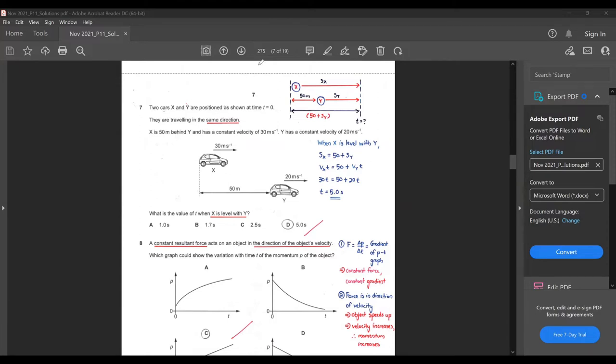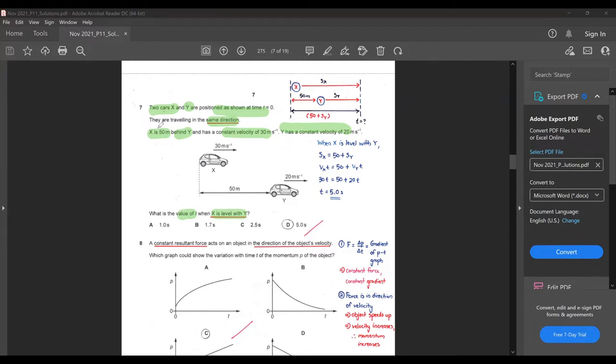So the idea is that the more P1 you do, the higher the chances of you encountering a question that has repeated itself. Now, two cars X and Y are positioned as shown at time t equals 0, traveling in the same direction. X is 50 meters behind Y and has a constant velocity of 30 meters per second, whereas Y has a constant velocity of 20 meters per second. What is the value of t when X is level with Y?